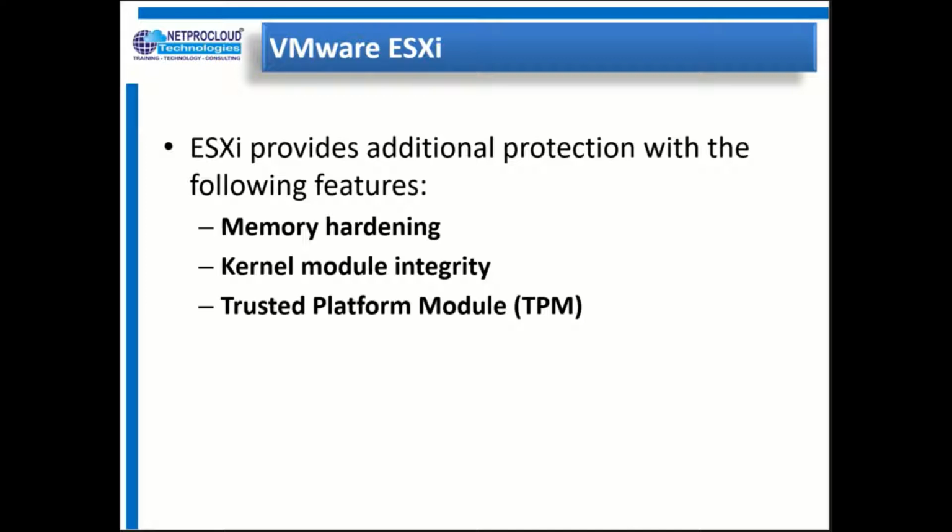Talking about memory hardening, the ESXi kernel, user mode applications, and executable components like drivers and libraries are located at random, non-predictable memory addresses. This is how ESXi provides memory hardening.